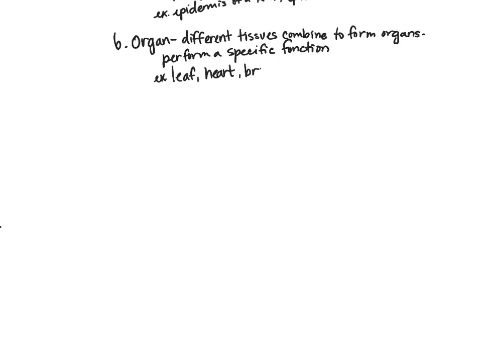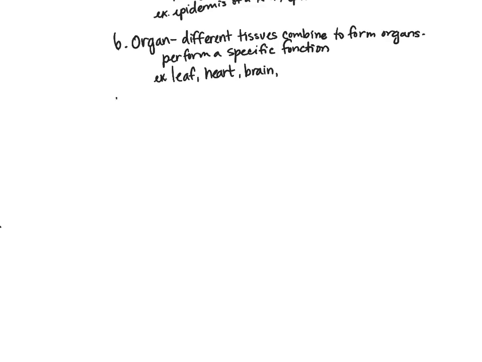Also, another organ, the brain. We bring different types of tissue together to provide a specific function: the brain sends out messages, brings in messages, and processes messages. So we have our different types of organs, where we have our different tissues working together to perform a specific function as an organ.